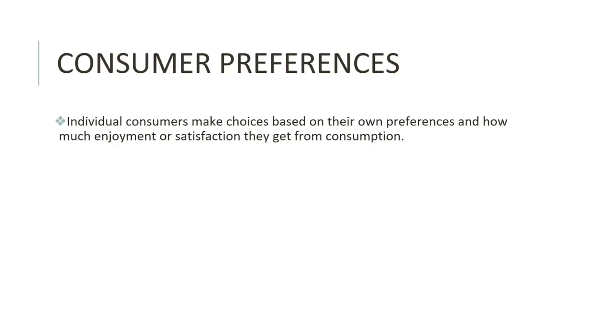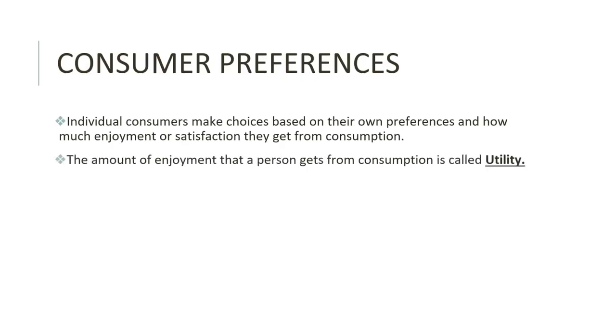Individual consumers make choices based on their own preferences, how much enjoyment or satisfaction they get from consumption, enjoyment, value. We're going to say this is called utility in economics. Now, measuring utility is tricky because these are just personal preferences. The first thing is that we are going to say that utility is ordinal and not cardinal.